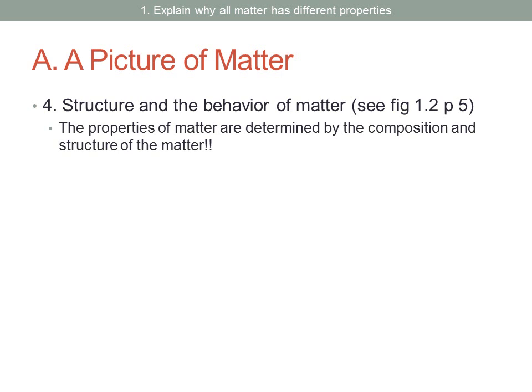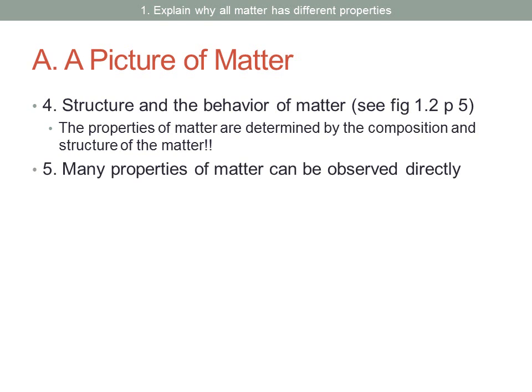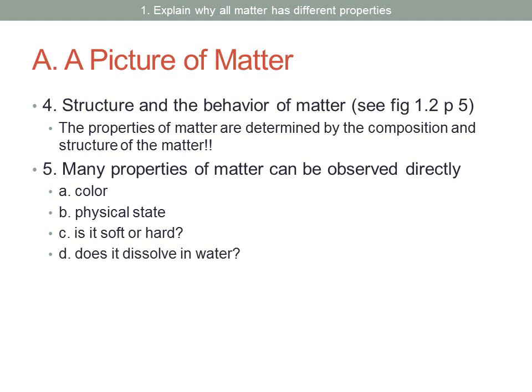So the whole point of all this is the properties of matter are determined by the composition and the structure of that matter: what it's made of, and how those atoms are put together. Many of these properties we can just observe directly. We can look at the color of a substance, its physical state, solid, liquid, gas. Is it hard or soft? By touching it or how it interacts with other matter, you can determine that.